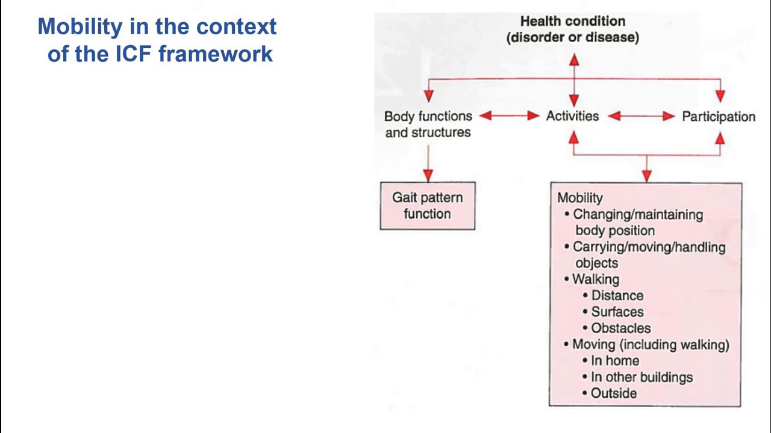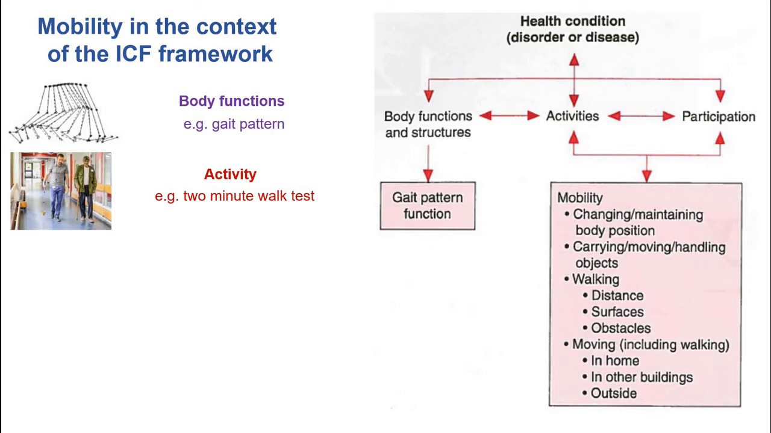We can think about mobility through the International Classification of Function framework developed by the World Health Organization. The diagram on the right here is from the textbook. It depicts how mobility can be thought about within this framework. So let's move through some of the components of the ICF model. A key body function of mobility is the ability to produce a gait pattern. That is, to produce a coordinated movement that allows for the movement of the body through the environment.